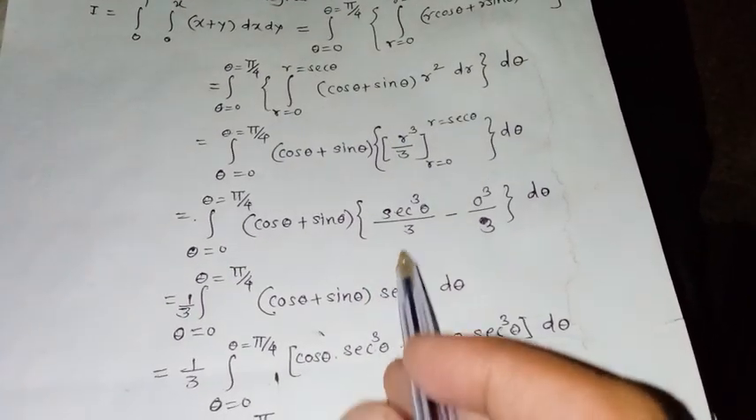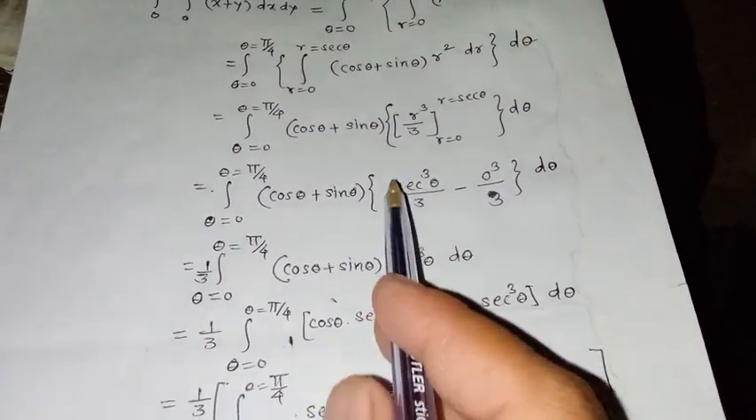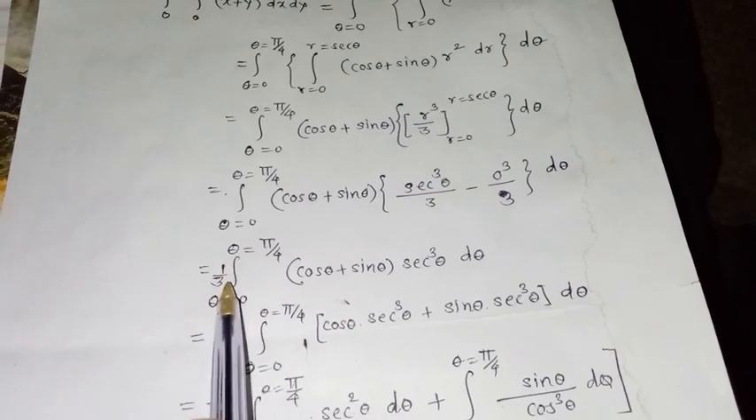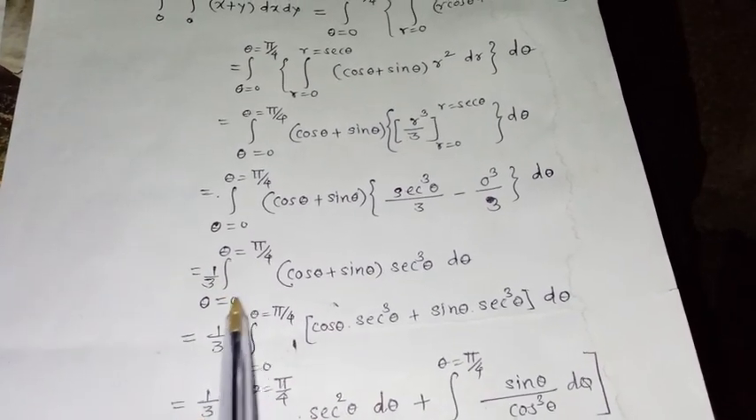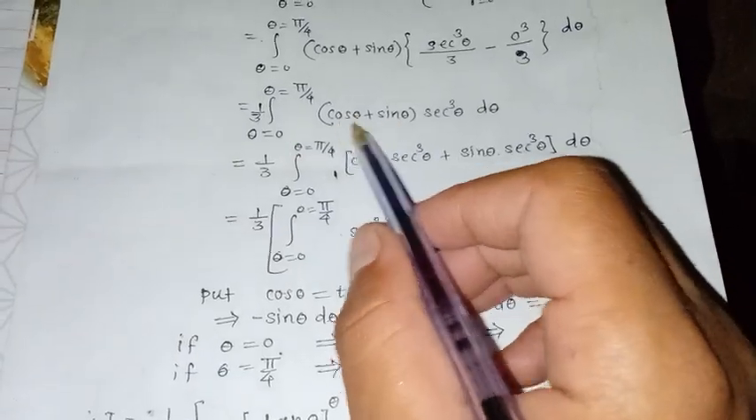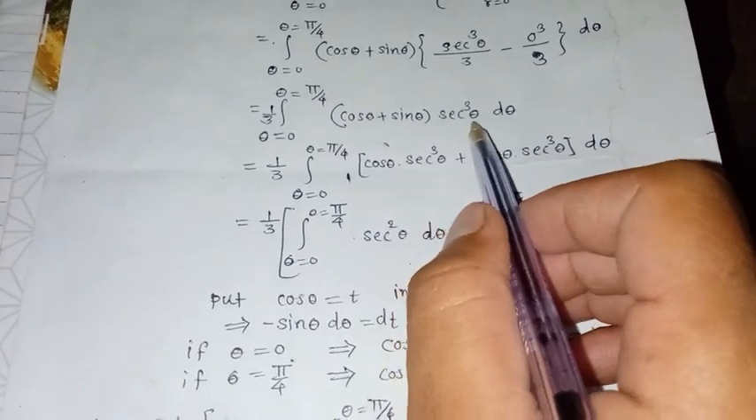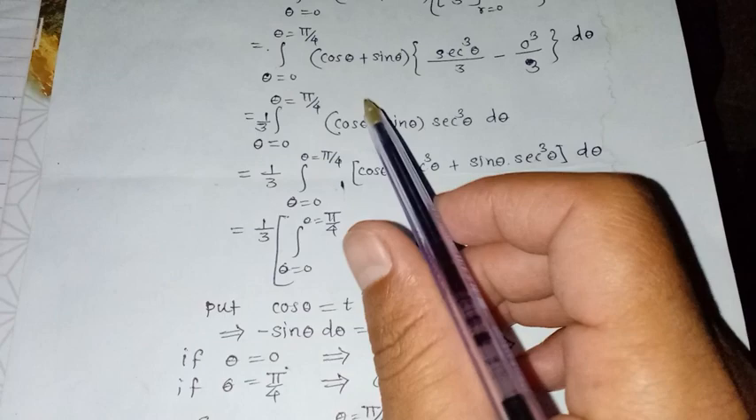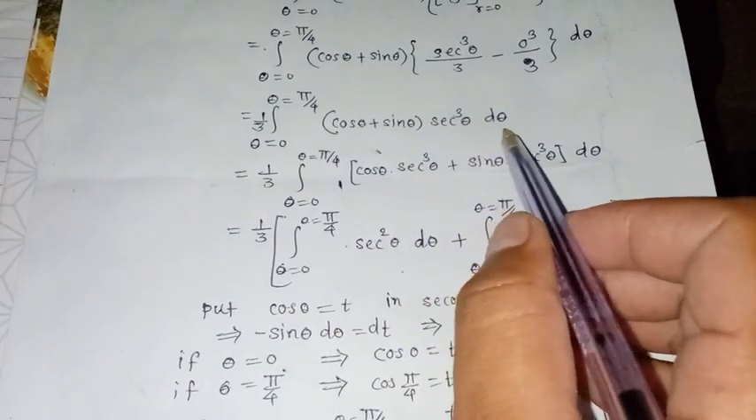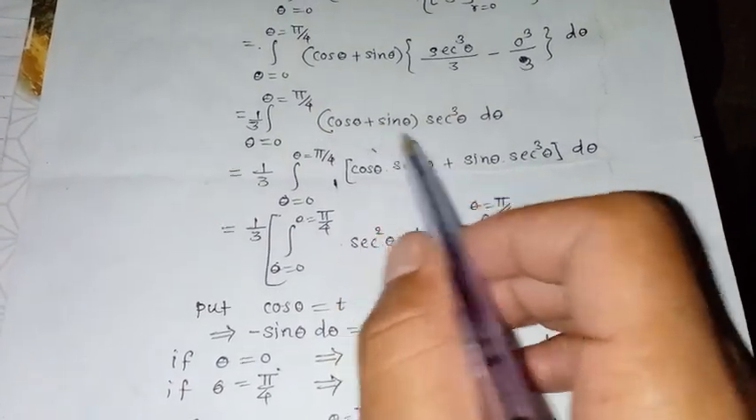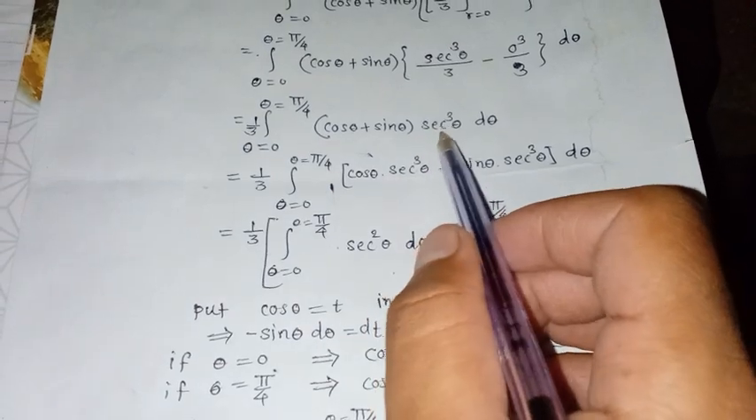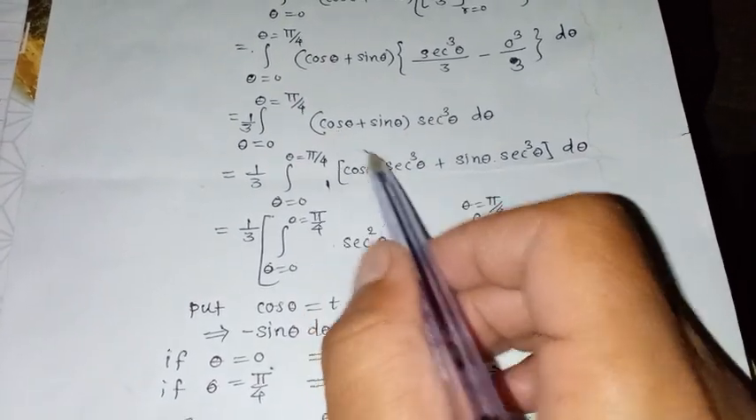So in the next step I am taking this 1 by 3 outside because it is constant. Therefore the remaining term in the integration is cos theta plus sin theta into sec cube theta. Now we have to take the integration of this term with respect to theta. First of all, we are simplifying this, and for this I am multiplying sec cube theta into the bracket.